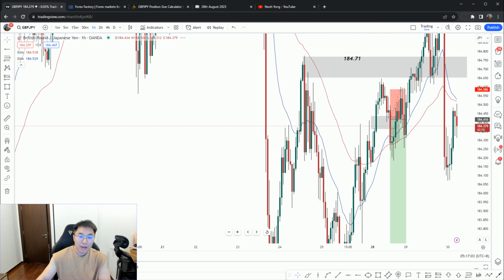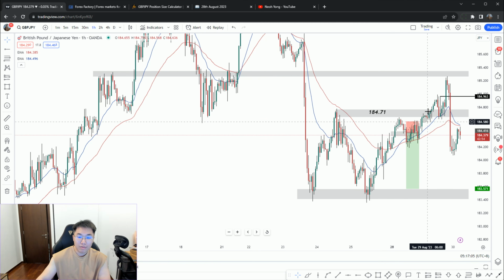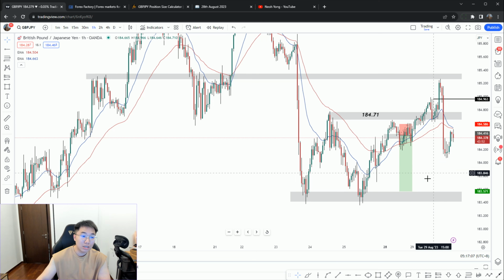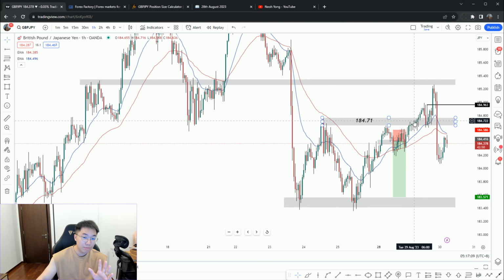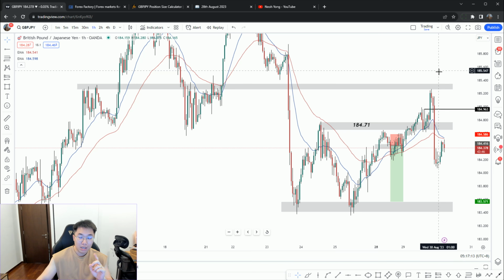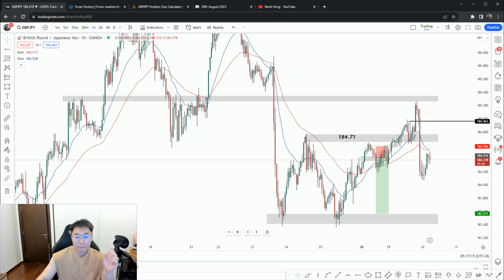If you look at the 1 hour, we took a loss on this. Price eventually went back to 184.70, but I told them don't take any more trade. Wait for price to go back into 185.30. But very unfortunately, yesterday, right now it's 5 a.m. Malaysia time when I'm recording this.